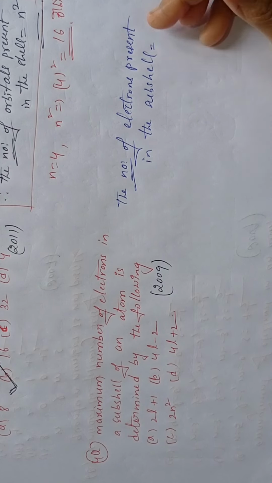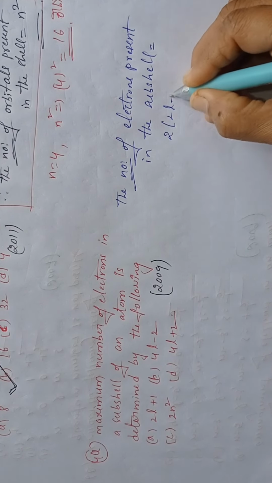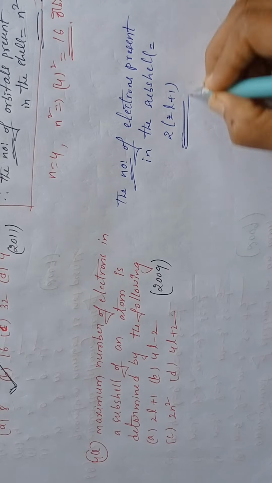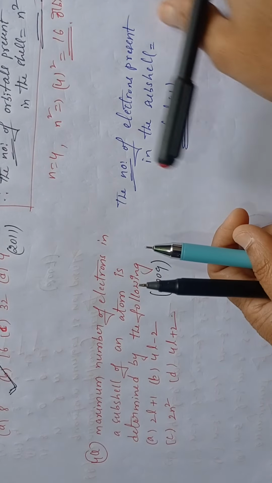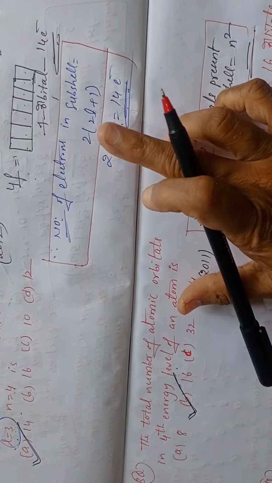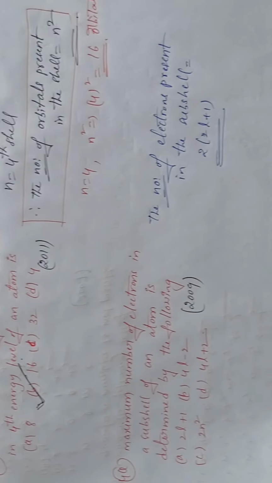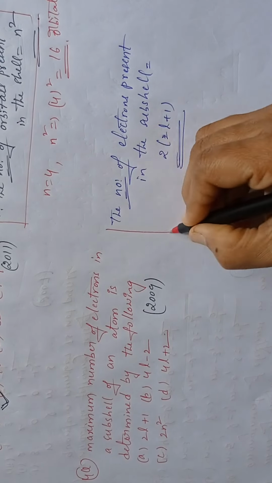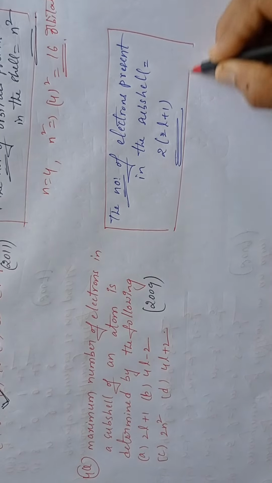In the subshell, what is the formula, students? 2 into 2L plus 1. Correct? This is the formula. Already I told you, here only the last problem we discussed: the number of electrons present in the subshell. The formula is what, students? That is 2 into 2L plus 1.